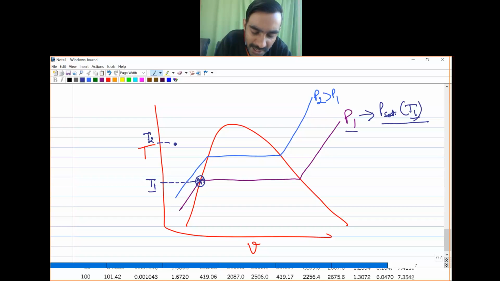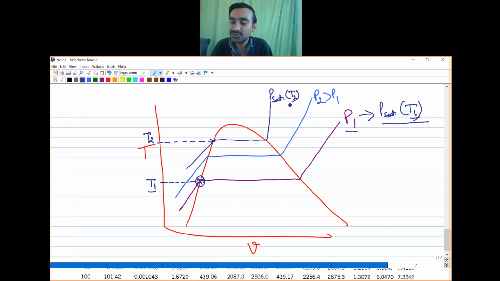Similarly, if I now want to take any temperature T2, I take this constant temperature line till the saturated liquid curve, and whatever pressure line passes through it will be my P sat at this temperature T2. So this is what we call our saturation pressure. It means any property defined on the saturated liquid line will be a saturated liquid property, and any property defined on the saturated vapor line will be a saturated gas property.